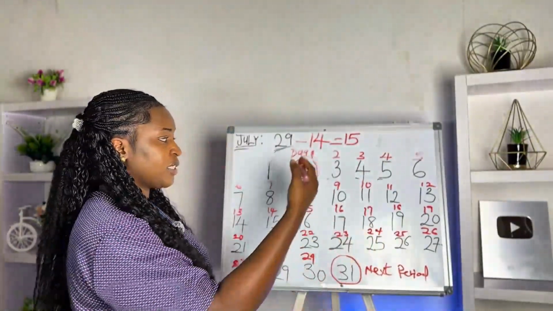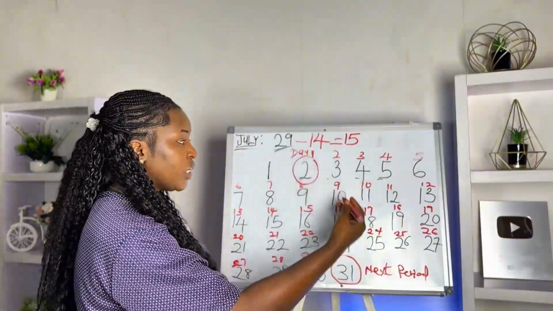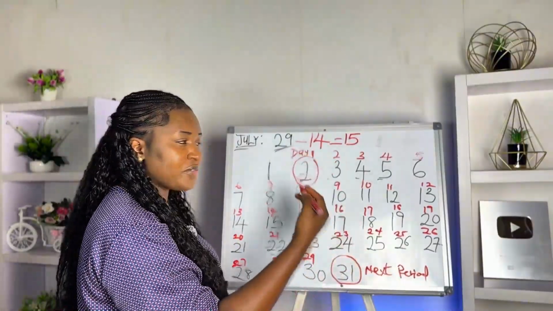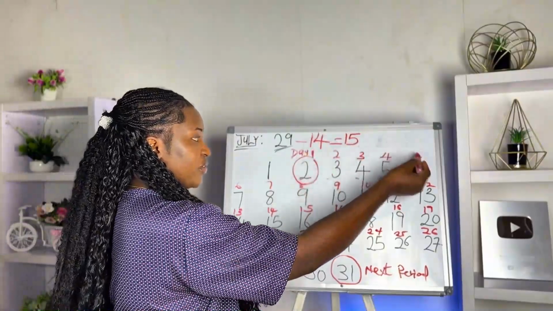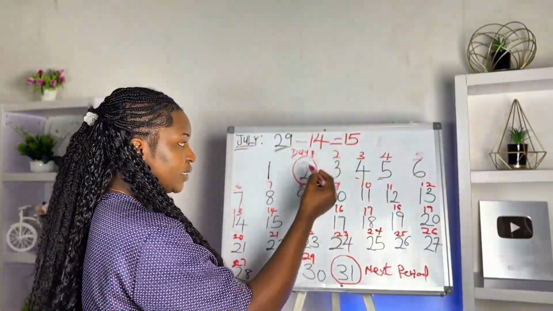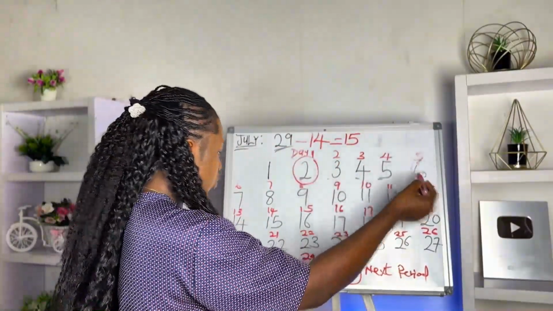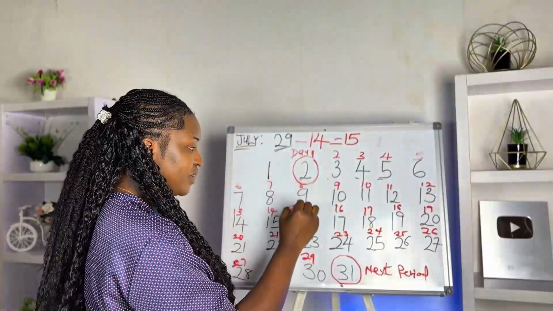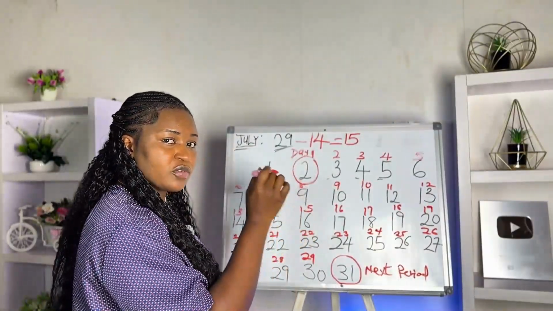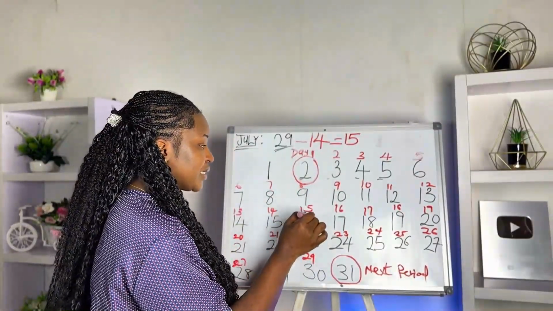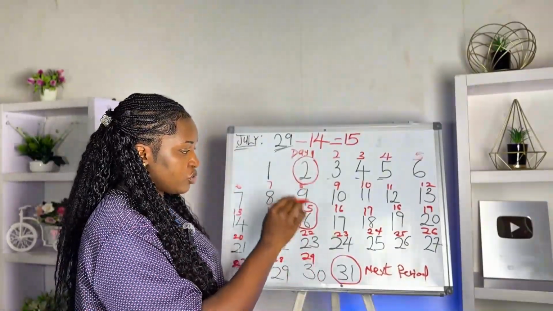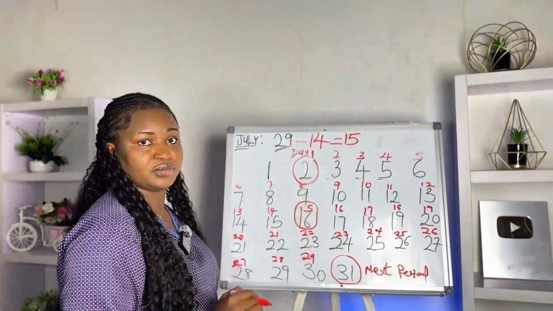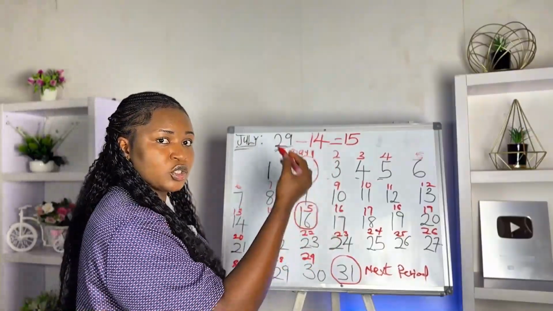So this means that for this 29-day cycle length, ovulation is going to happen on day 15. So we're going to count from day 1, day 2, day 3, day 4, day 5, day 6, day 7, day 8, day 9, day 10, day 11, day 12, day 13, day 14, day 15. That's on the 16th of July. This is when this person is likely going to get her ovulation. 16th of July, which is day 15. So that is how you calculate your ovulation.